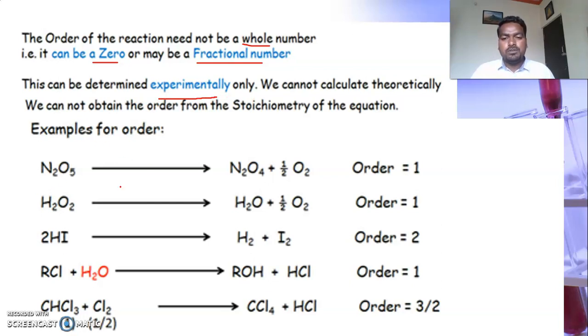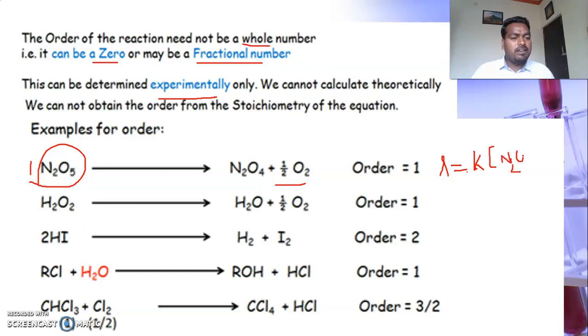Just observe this example: dinitrogen pentoxide, N2O5, gives nitrogen tetroxide and liberates oxygen. This is a first order reaction, because if you write the rate expression, the rate of reaction is equal to K, the rate constant, into N2O5 power 1. I will write one rate expression; you have to write the rate expression for the rest of the reactions. This is an experimentally determined rate expression. That's why the order is 1. The order of reaction is generally written as small n. Small n indicates the order of a reaction.